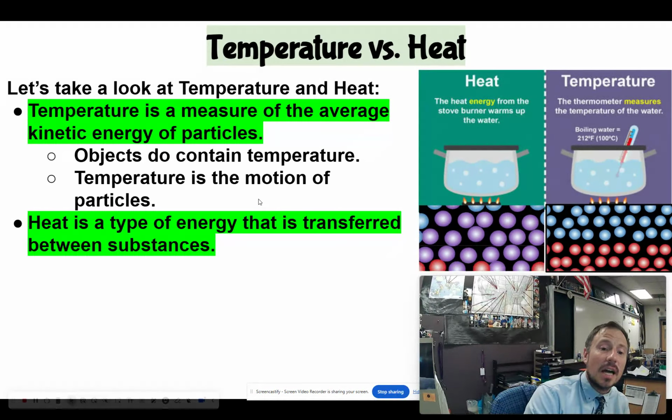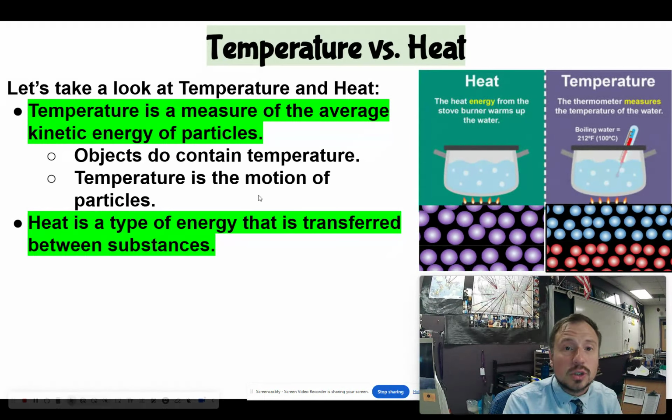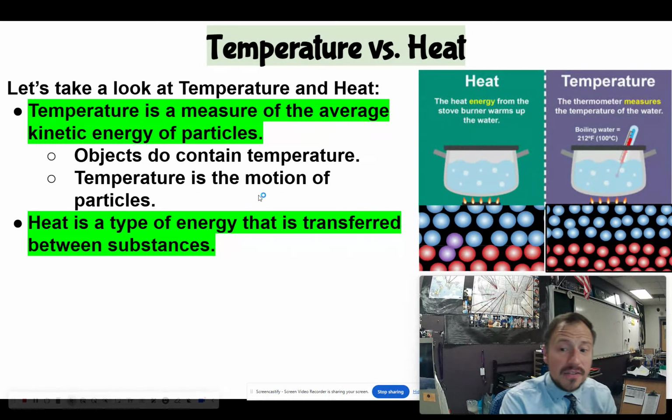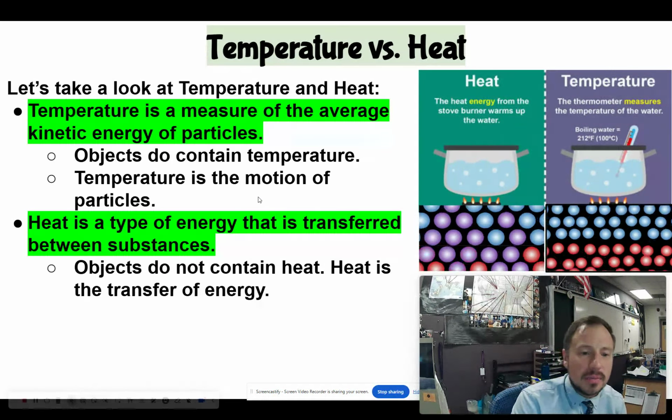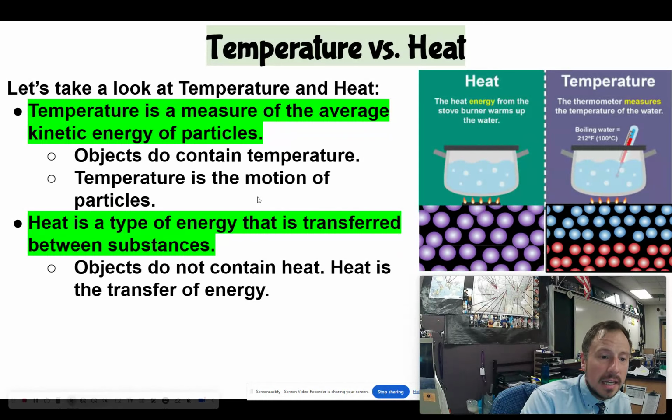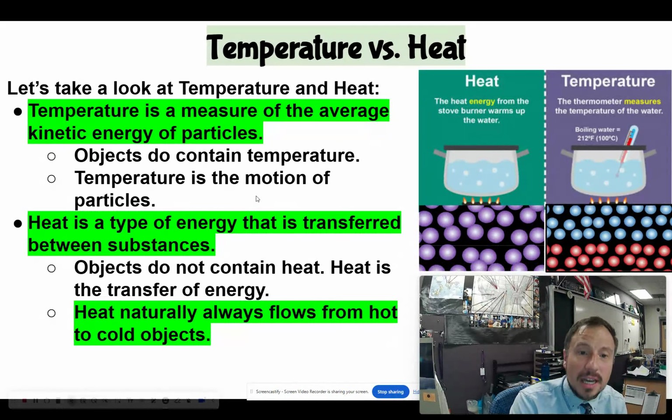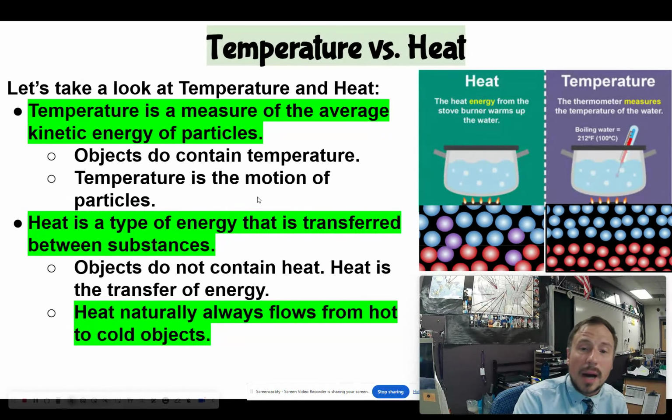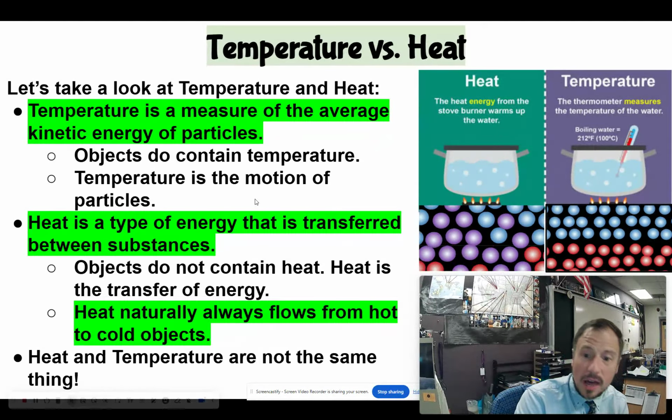The hotter it is, the faster those particles are going to move. Now, heat is the type of energy that is transferred between substances. So it can affect temperature, but they're not the same thing. Objects do not contain heat. Heat is the transfer of energy. Heat naturally always flows from hot to cold objects.